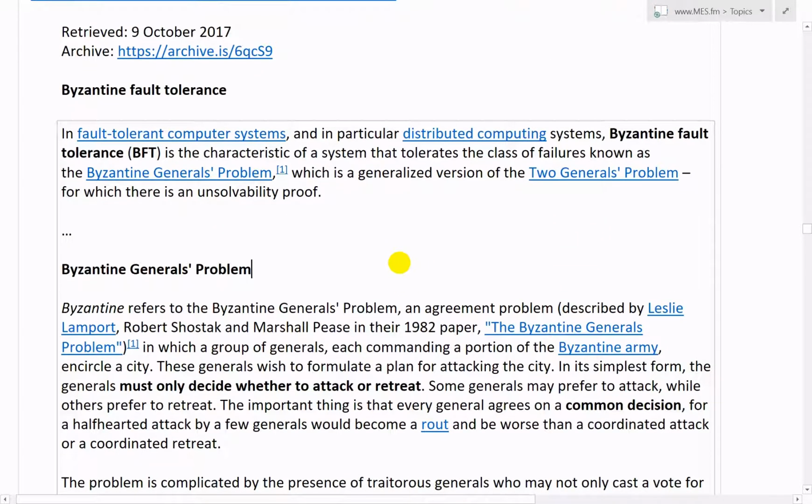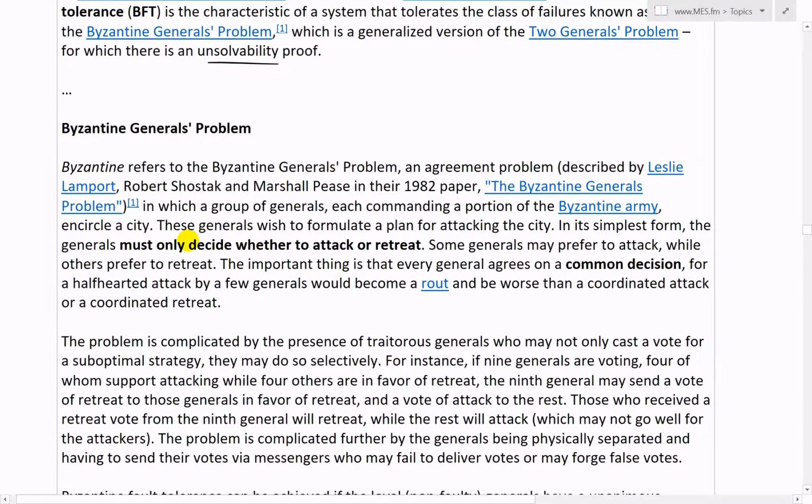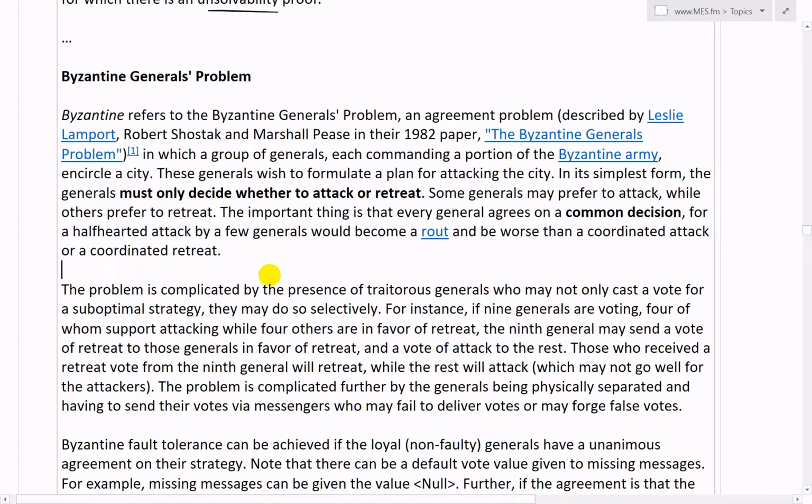So in fault tolerant computer systems, and in particular distributed computing systems, Byzantine fault tolerance, BFT, is a characteristic of a system that tolerates the class of failures known as the Byzantine Generals Problem, which is a generalized version of the two Generals Problem, for which there is an unsolvability proof. Anyways, just going further, there's the Byzantine Generals Problem.